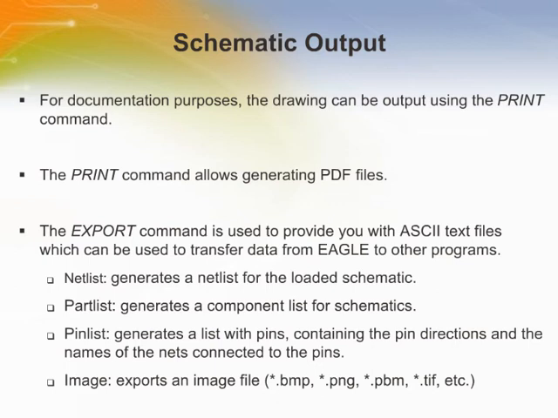Eagle can output drawings, for example for documentation purposes, using the print command, which can be found in the File menu. The print command allows generated PDF files too. You also can use the export command to provide ASCII text files, which can be used, for example, to transfer data from Eagle to other programs or to generate an image from the current drawing. Here we list some output file types.